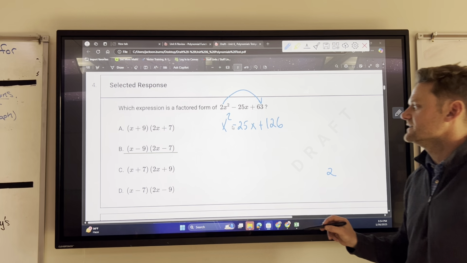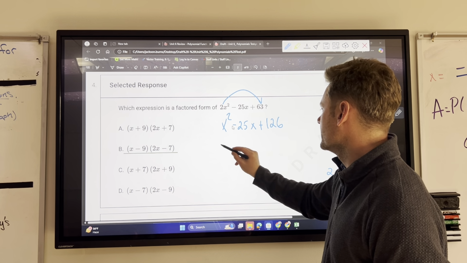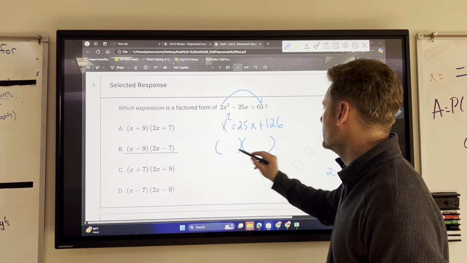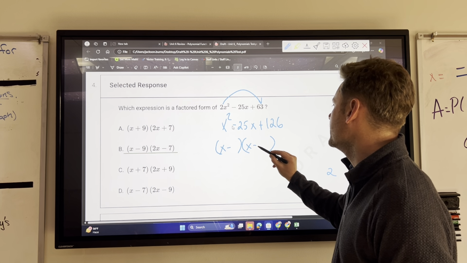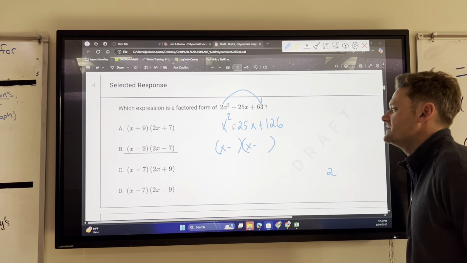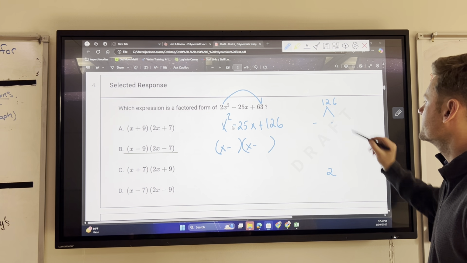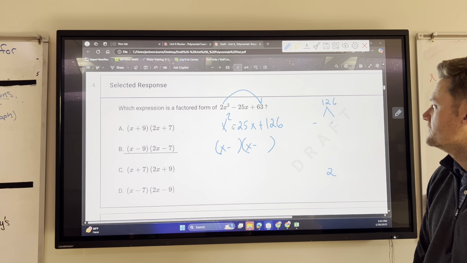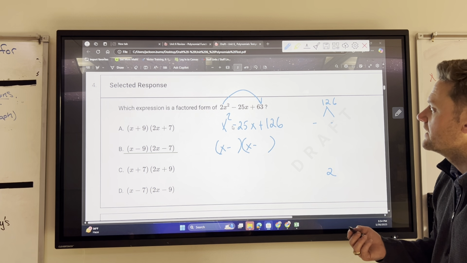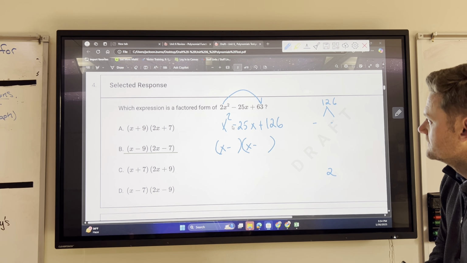I'm gonna bring it in at the end. So I have a negative, then a positive. So I know both of these have to be negative. That's the only way I can get to a positive. So I'm gonna look at what times what equals 126, knowing both of them have to be negative and they need to add up to 25.